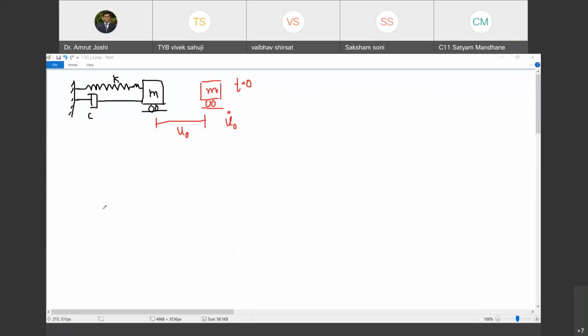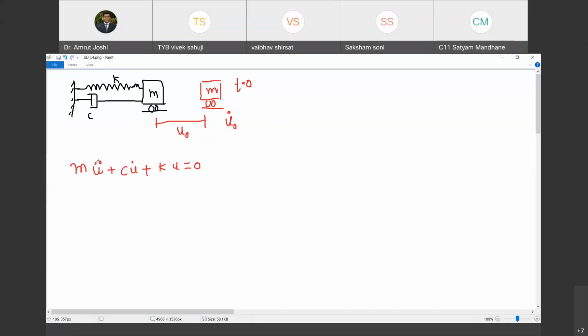We will start analyzing the system. This is the system. As you can see, it has a damper element which has damping coefficient of c, and it has a spring element which has a spring stiffness of k. We know the governing differential equation of this system is m u double dot plus c u dot plus k u equal to 0. There is no external force, so it has to be equal to 0.